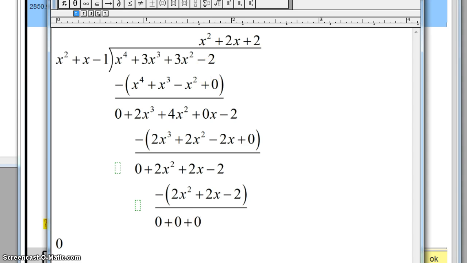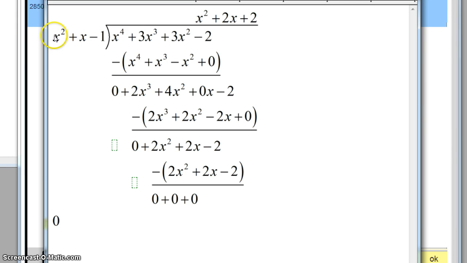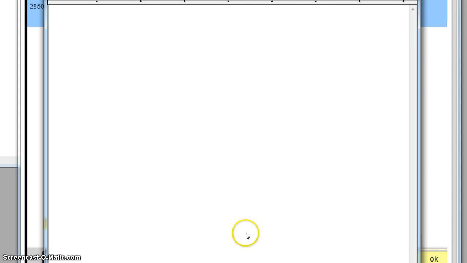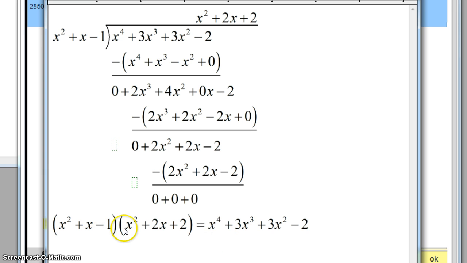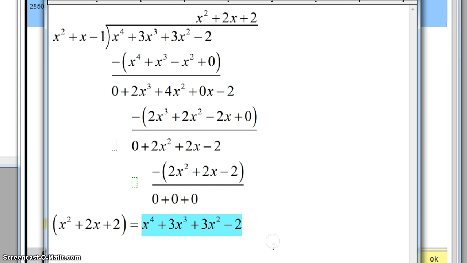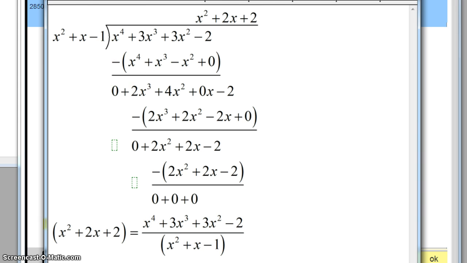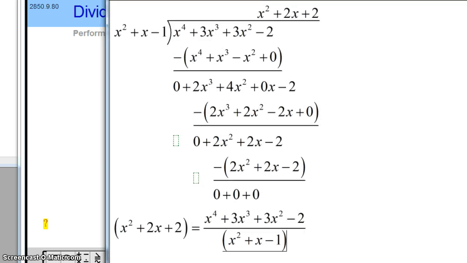So that's good. That tells us that this is a factor of this, and the other factor is x squared plus 2x plus 2. That literally means that this times this equals our dividend here. And that's what this means, right? If you were to look at this equation, you could divide both sides by this and you would get this. And that's what we started with. That was the original question. This is the exact question we set out to solve.